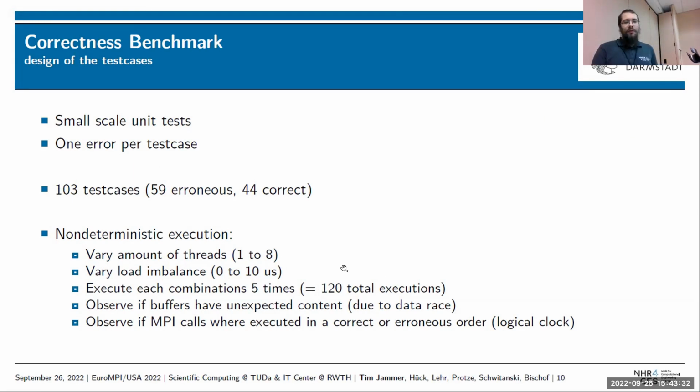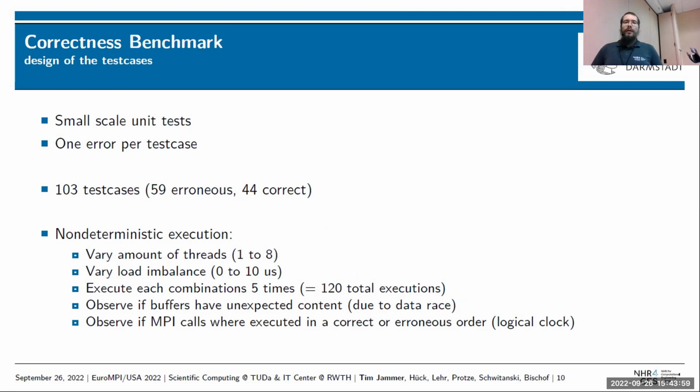One thing that we need to take into account is this non-deterministic execution. Here we've seen an example where sometimes the ordering of execution will be correct and sometimes it won't be correct. So in order to test in which kinds of executions the tools can determine the error and which kinds of executions they miss the error, we vary the number of threads, the load imbalance, and of course we execute each combination multiple times.